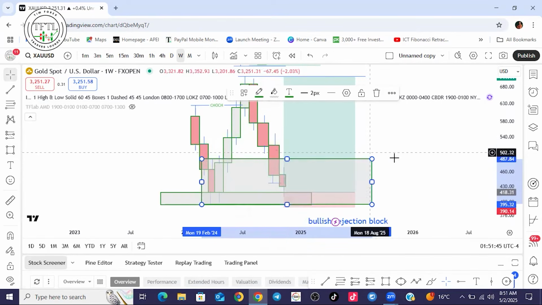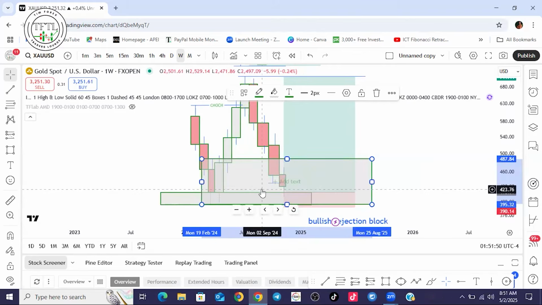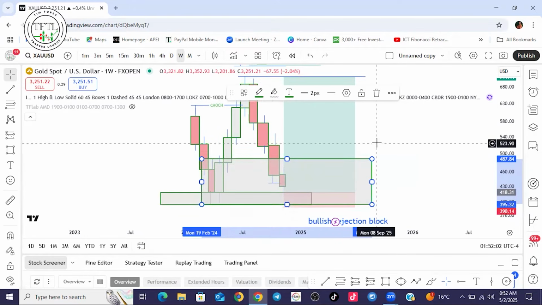And then we can add some confluences like the order blocks, like maybe these being a support level. Because again, confluence is very important when it comes to trading. So let's look. I've been able to show you how to enter the trade.